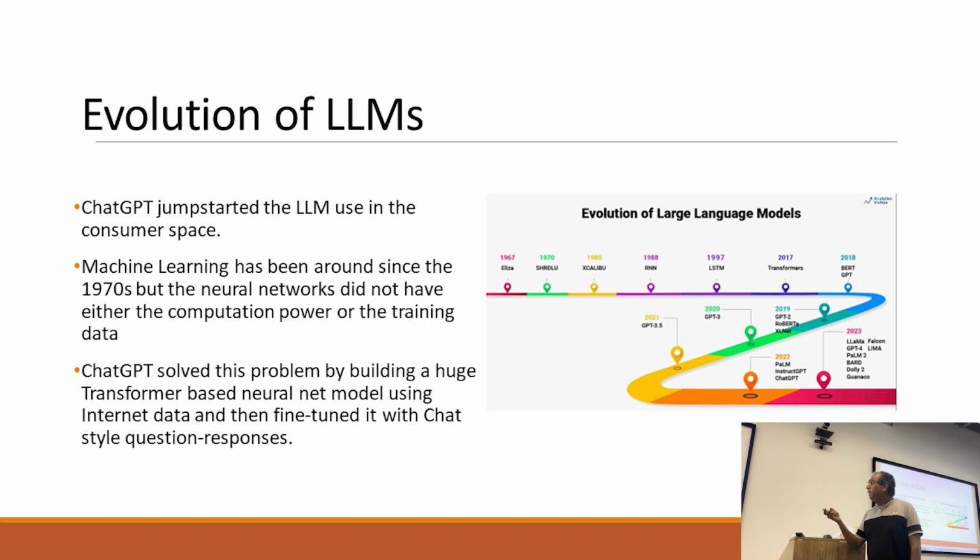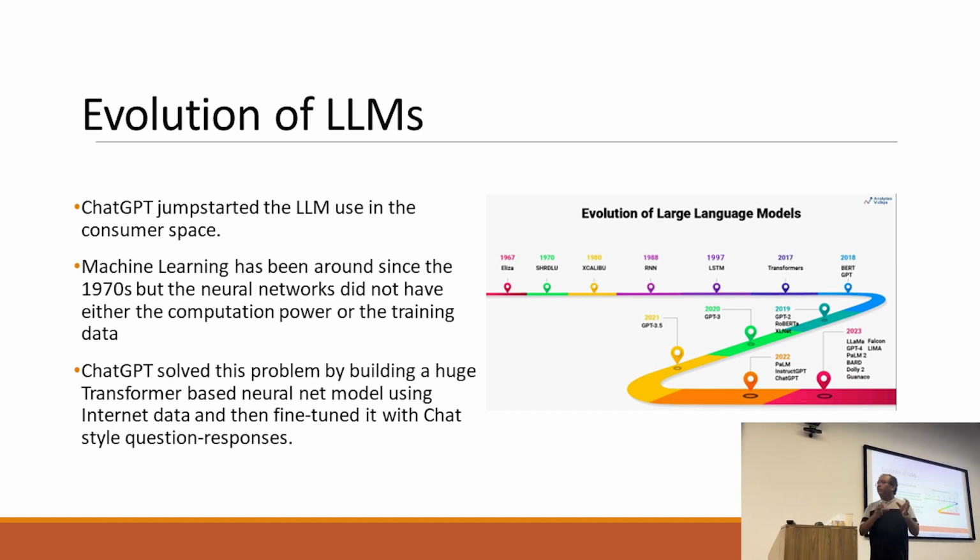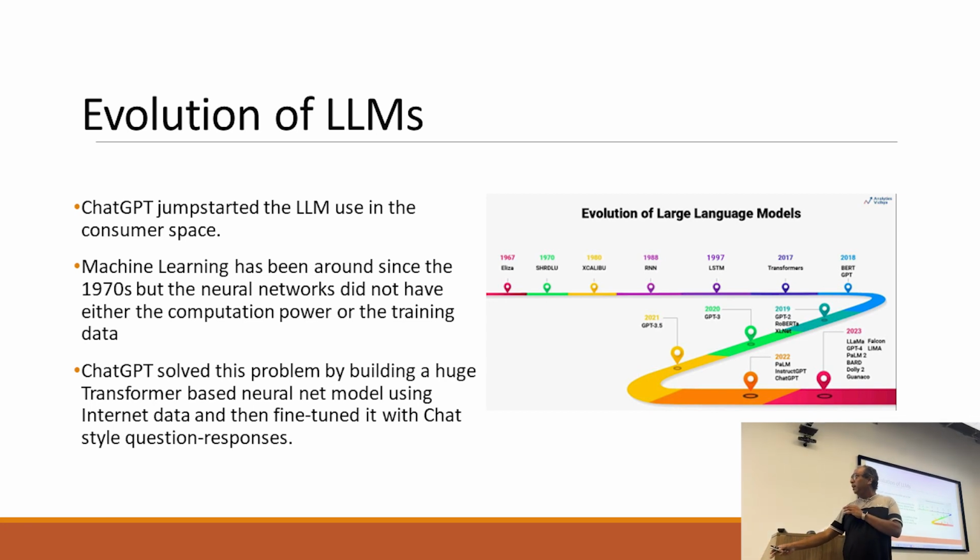And OpenAI basically solved the whole problem of making it popular by putting a chat UI in front of a huge model which was trained on this data. And I think Microsoft had to build like an AI supercomputer for that to happen. And they also then fine-tuned it with chat-style questions and responses, because if you ever use a raw model, it will not answer you in a question-answer format. And we'll talk about that later.